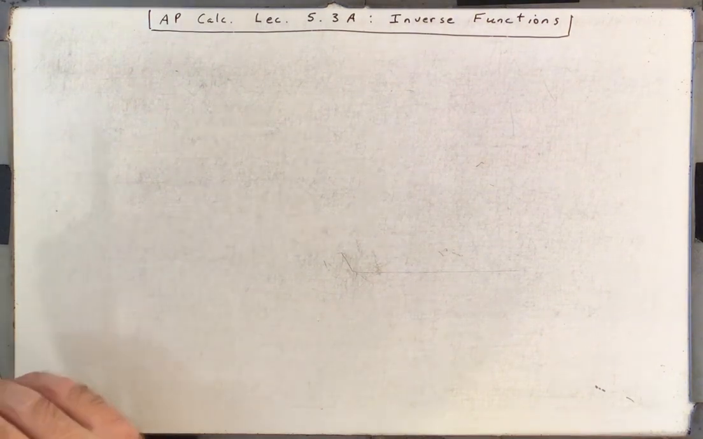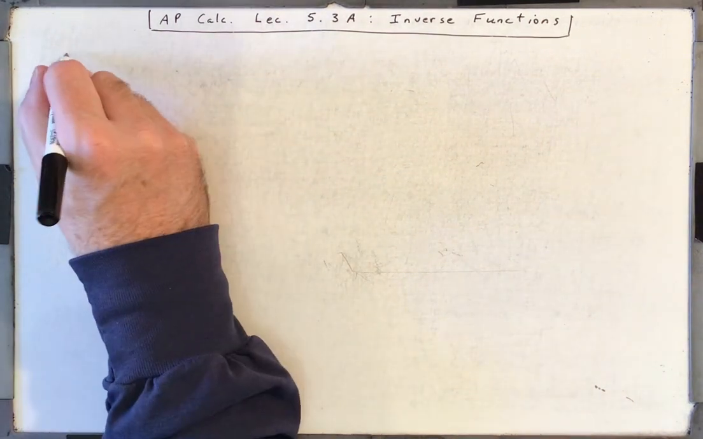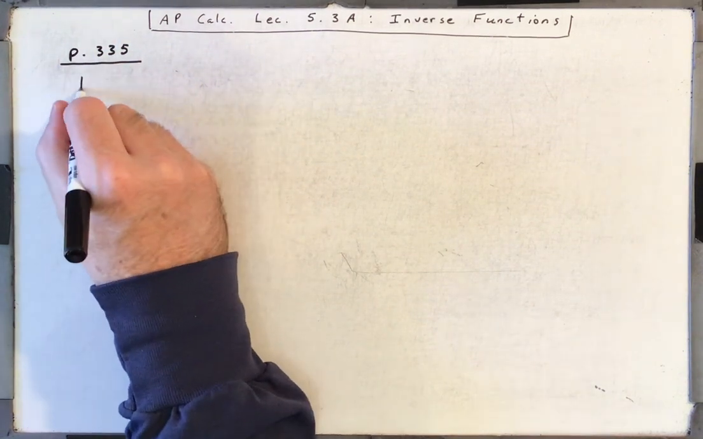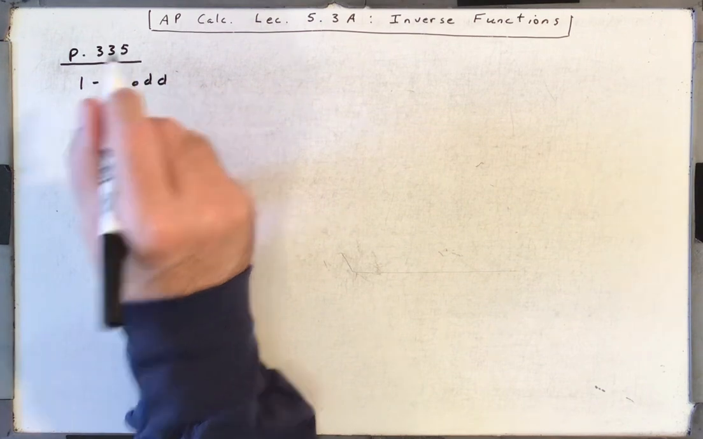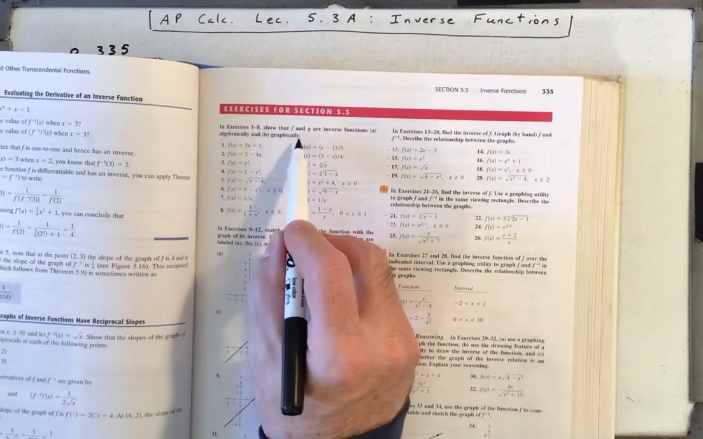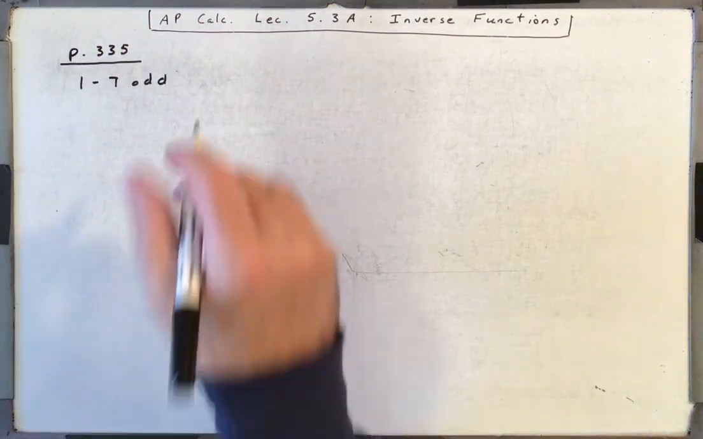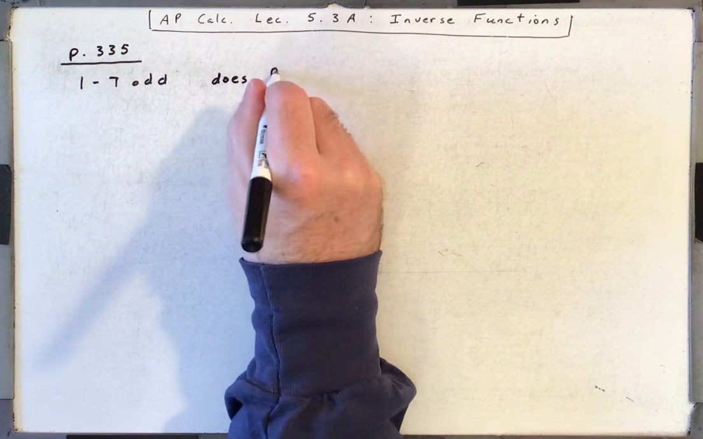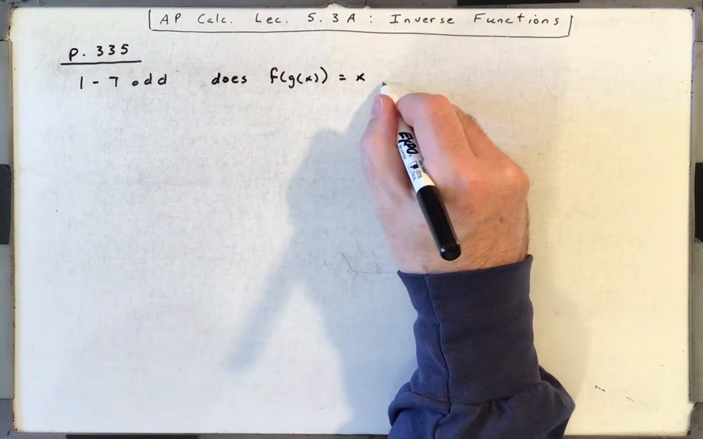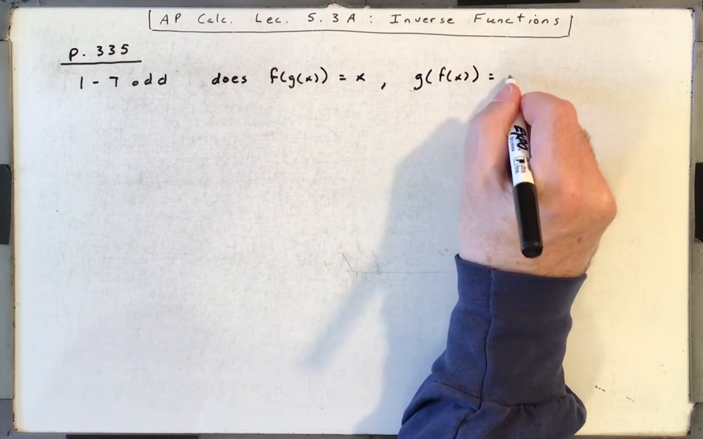Okay, let's talk about the homework. So if you'll take a look in your book at page 335, we're going to do 1 through 7 odd. And on those, you're going to prove that they're inverses. Don't worry about graphically, just do part A. And you're going to find f of g of x. So you're just going to see, does f of g of x equal x? And does g of f of x equal x?